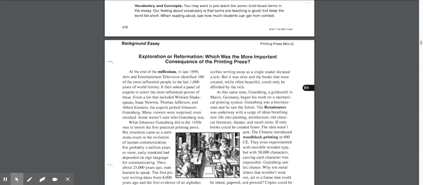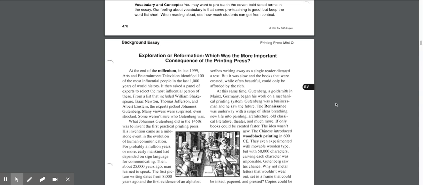could only be afforded by the rich. At the same time, Gutenberg, a goldsmith in Mainz, Germany, began his work on a mechanical printing system. Gutenberg was a businessman, and he saw the future. The Renaissance was underway, with a surge of ideas breathing new life into painting, architecture, old classical literature, theater, and much more. If only books could be created faster.